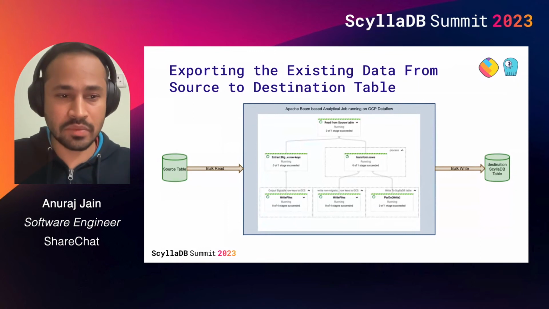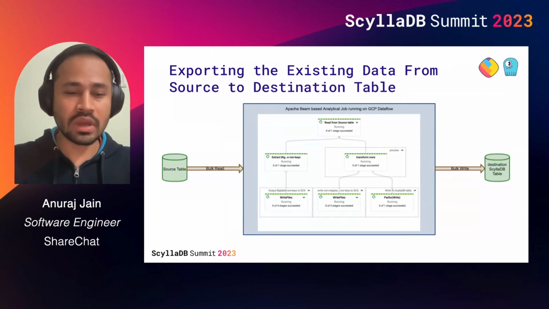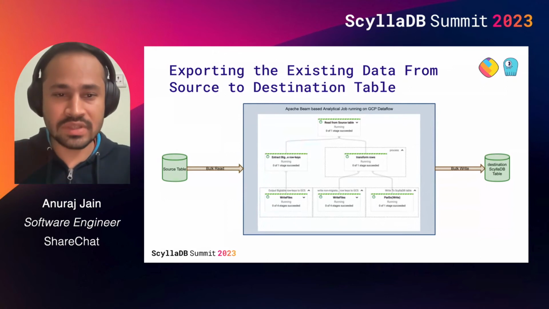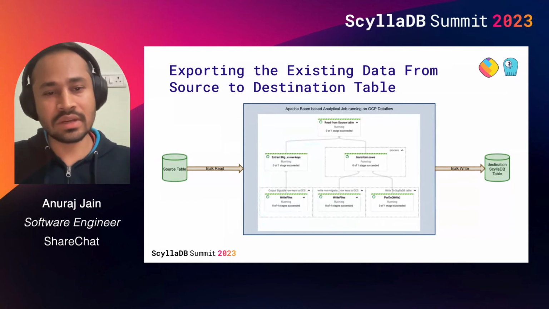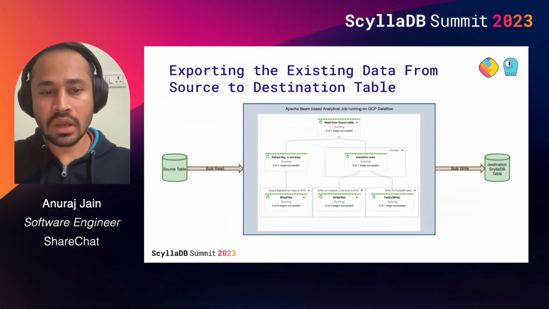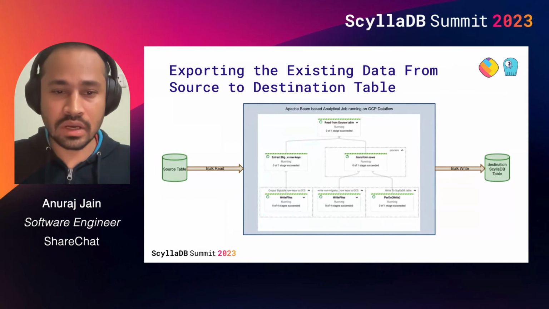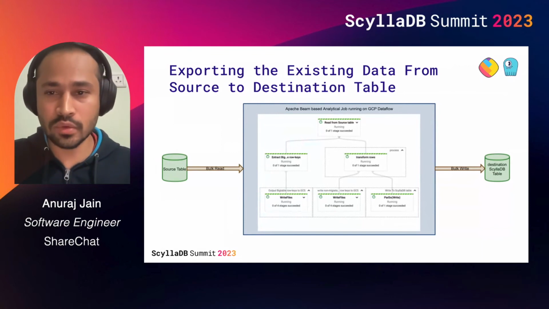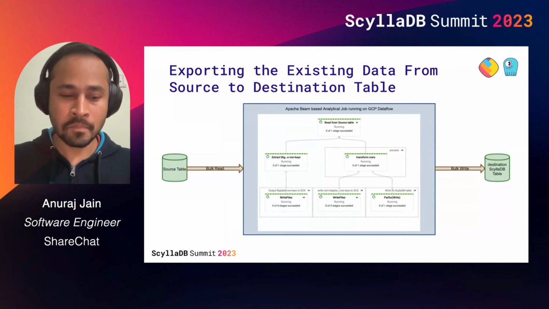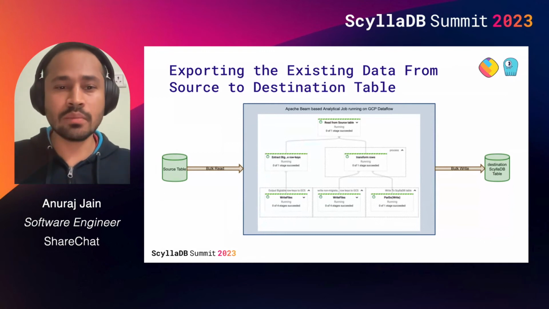We are using the GCP ecosystem, so we used Dataflow as our analytical job runtime. Here in this particular job, I'll explain the structure. It basically contains three major phases. The first is a read part, which reads the entire rows from the source DB in a batched fashion, and then the second phase transforms those rows one by one into the schema that our ScyllaDB has.